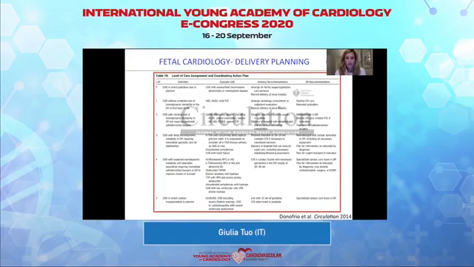In particular, there are a few conditions like the HLHS, the hypoplastic left heart syndrome, or the transposition of the great arteries associated with a restrictive interatrial septum, that represent an emergency sometimes. So we all have to be ready to treat the baby, because we already know a lot of important information from the prenatal assessment.